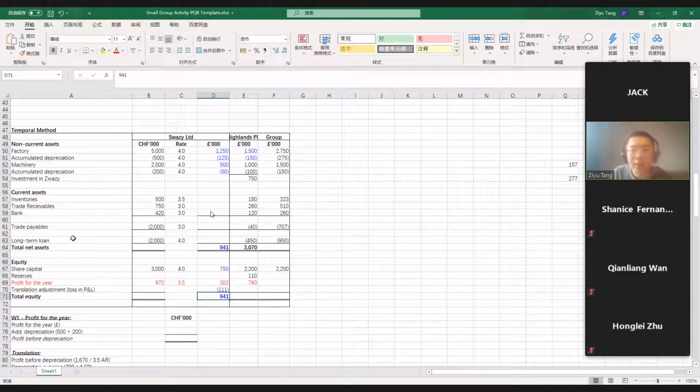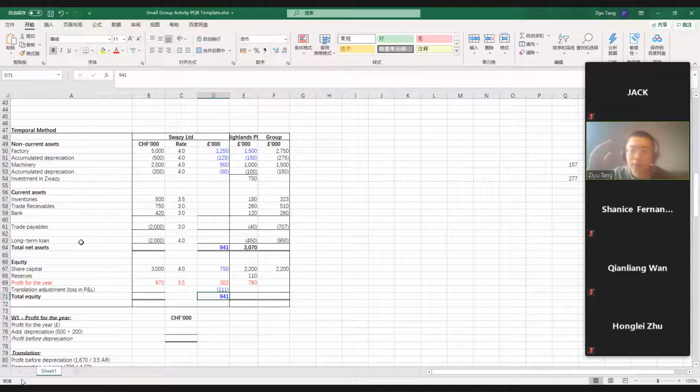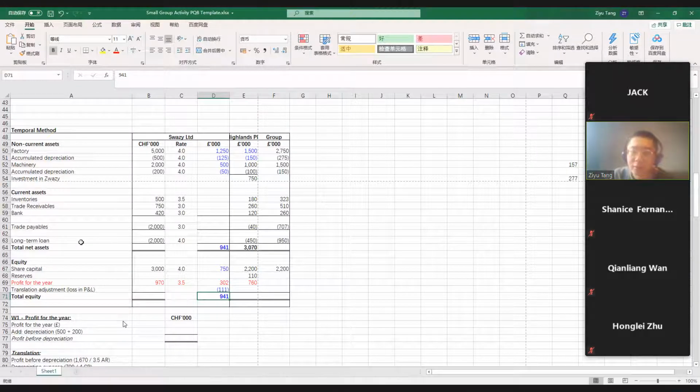You long-term loan, right? I think you just make a note that although the long-term loan is valued by the currency, it is very similar to a monetary asset. But what actually separates monetary asset and non-monetary asset?